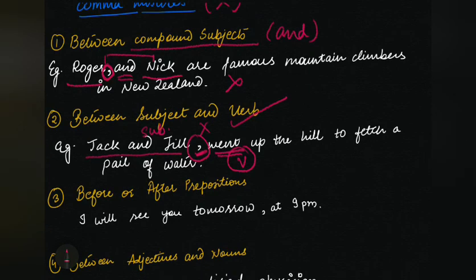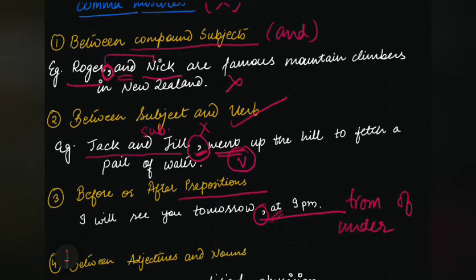Okay, next thing, before or after prepositions. Look at the example: I will see you tomorrow at 9 p.m. So "at" is your preposition. What are the other prepositions? From, of, under, and at, which I have used here. So no commas around them at all. A comma before the preposition makes the sentence wrong.